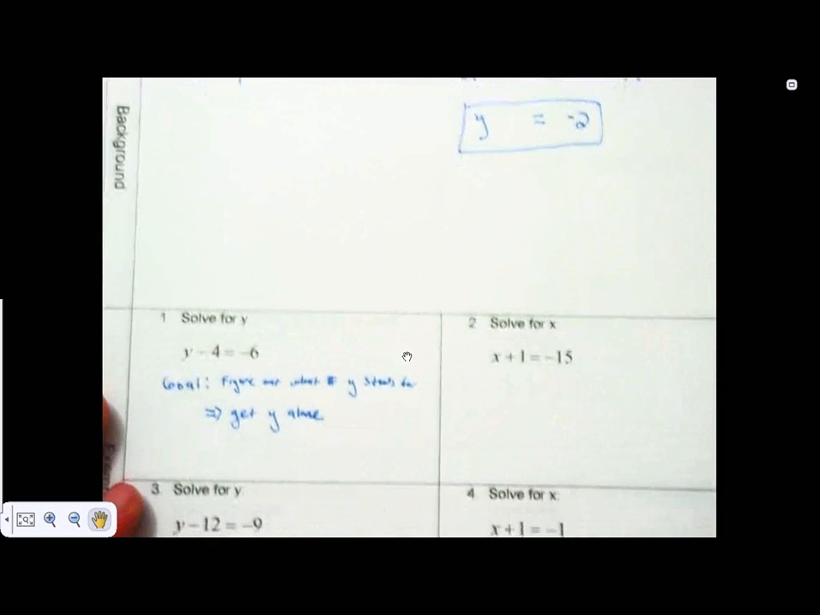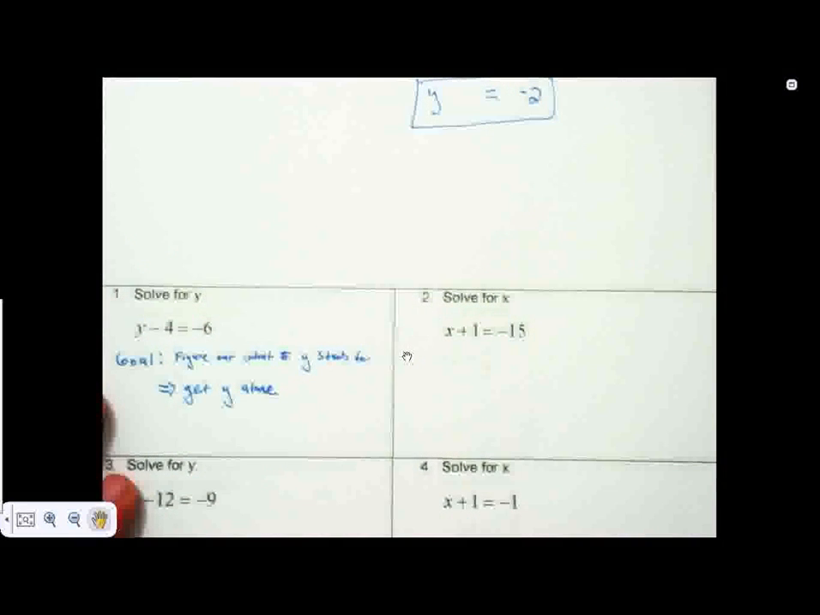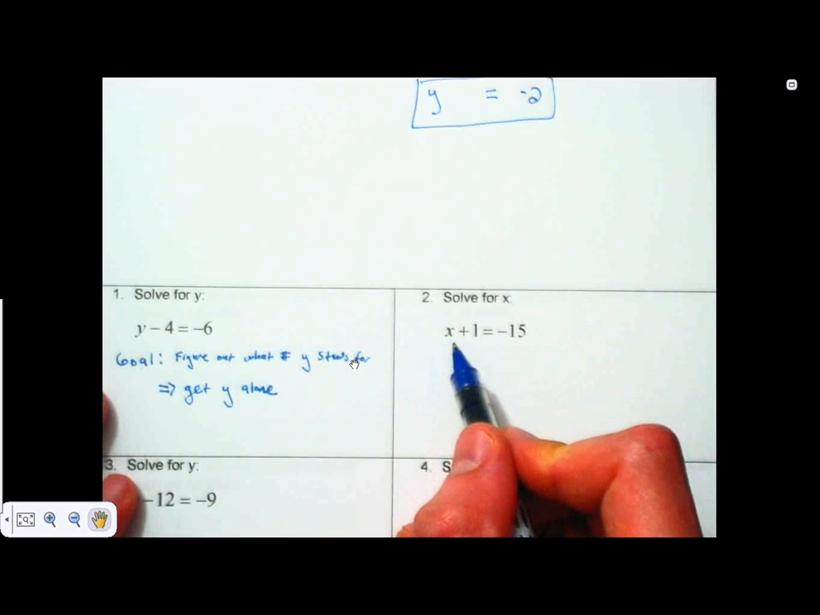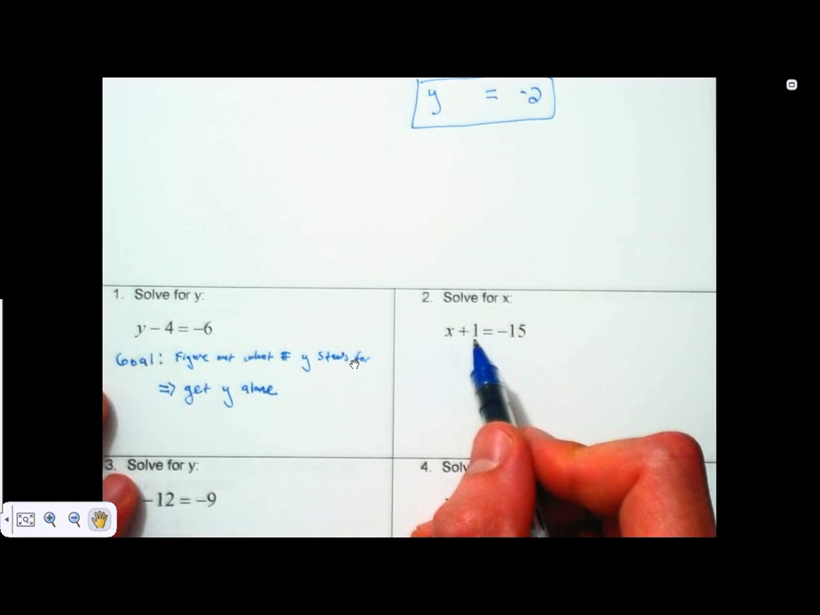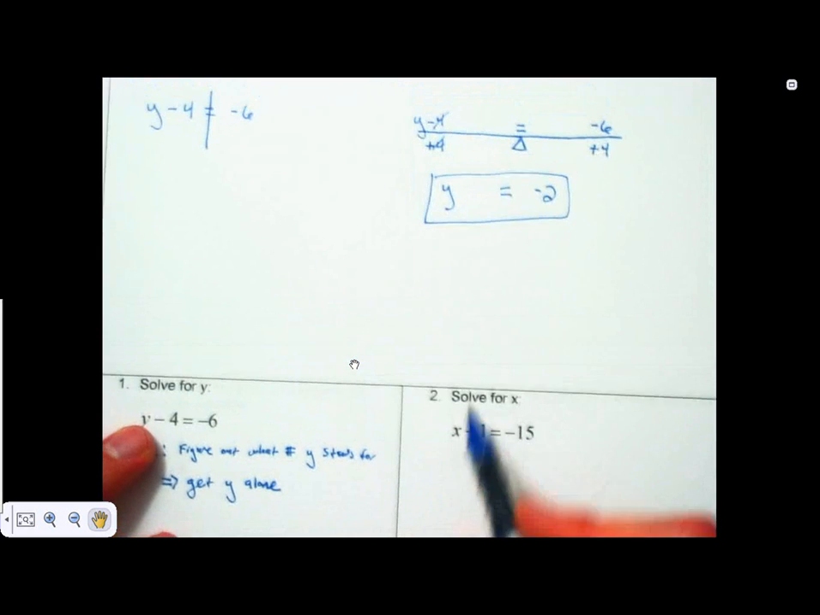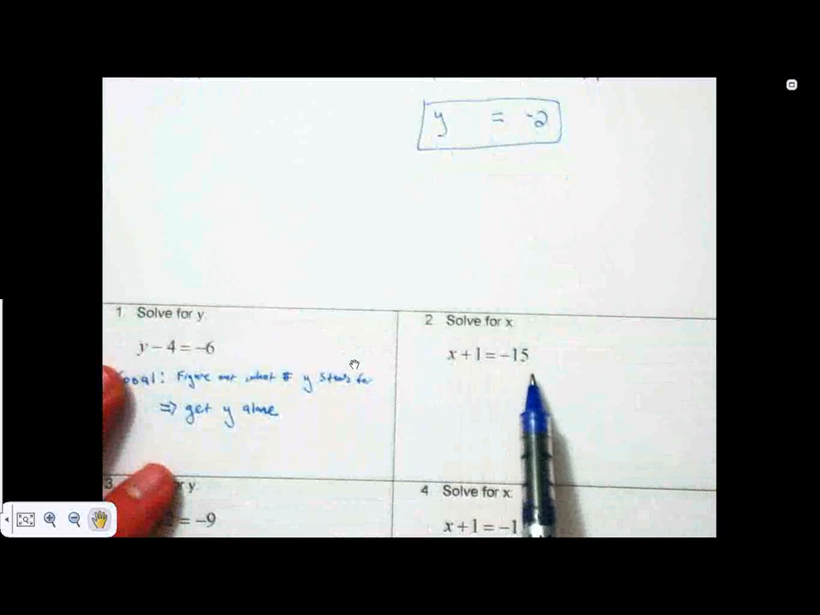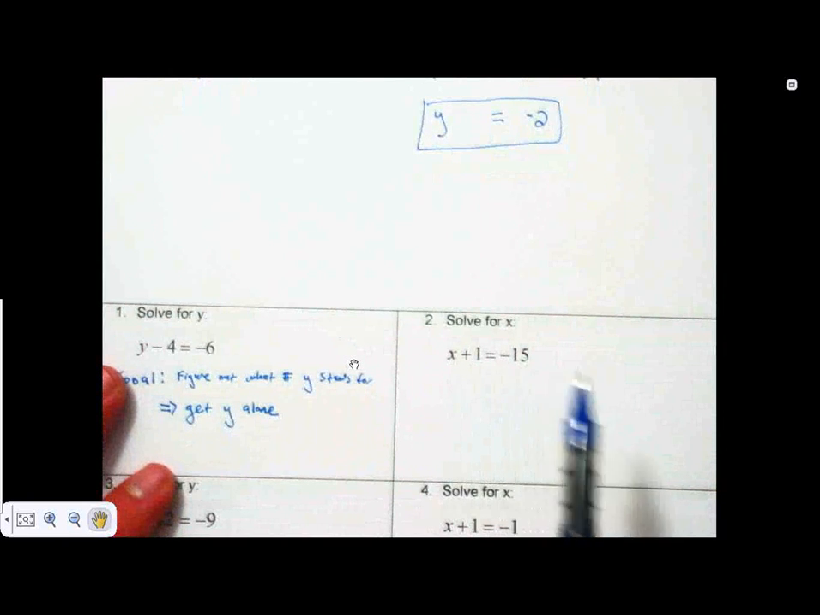Let's take a look at number 2. So again, my goal for number 2 is to get x alone. So this time, in order to get x alone and figure out what number it stands for, I have to undo this plus 1. Well, I want to undo it in such a way again as to not throw my system off balance, because right now x plus 1 is in perfect balance with negative 15.